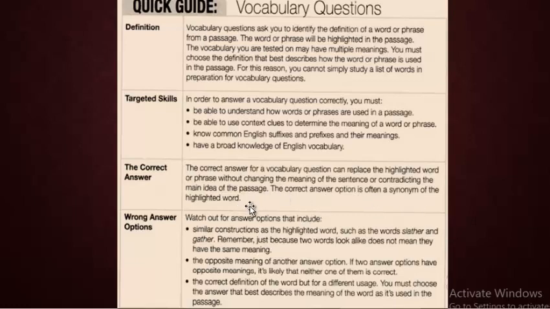Be aware that it is not the word itself but its synonym. What is a synonym? Synonyms are words that are similar in meaning. For example, bookstore, bookshop.